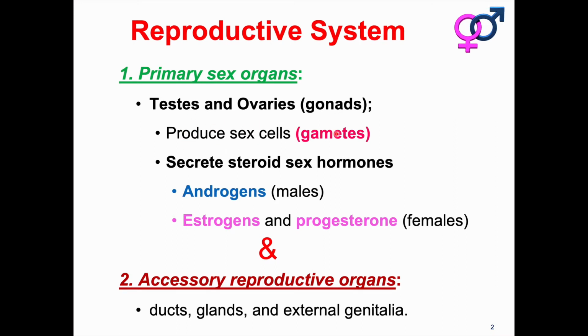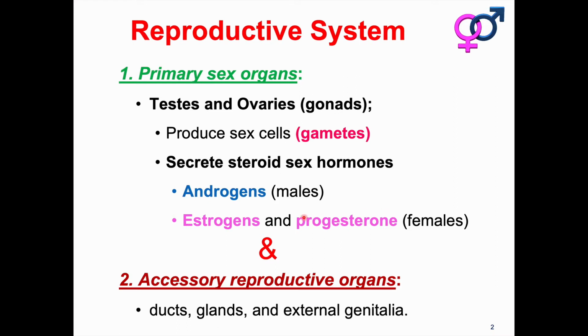Apart from this, to nourish and develop these cells, and also to show the secondary sexual characteristic features in the body, the male sex hormone, that is the androgen, which we call testosterone, is produced. For females, estrogen and progesterone are produced. Estrogen and progesterone are called female sex hormones.